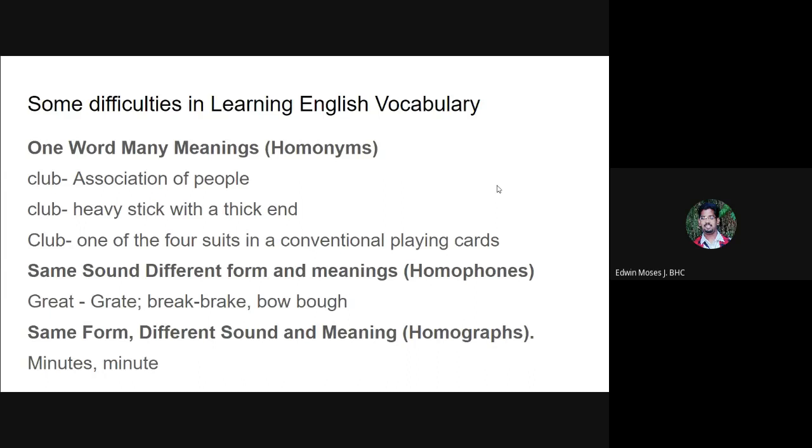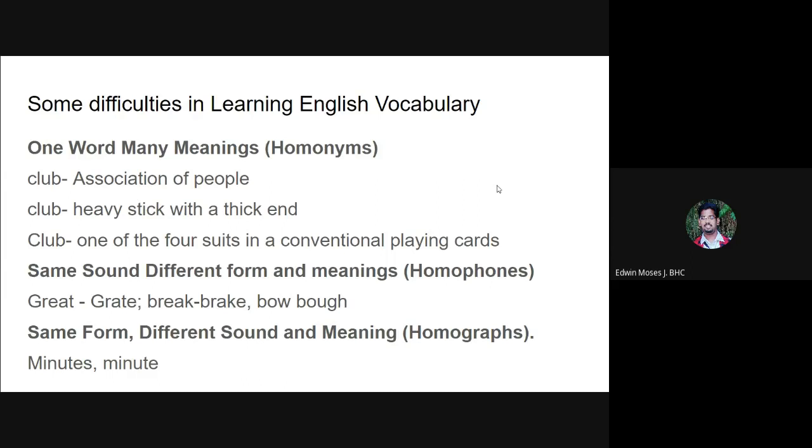Break, or break the car, or the vehicle brake. Great, grate. In order to put it minutely, you grate something. Great is something that is so great. G-R-E-A-T, great. See, the same sound but different form and meanings. That is homophones. Same sound, different forms and meaning is great, grate, break, brake, and bow, bough.